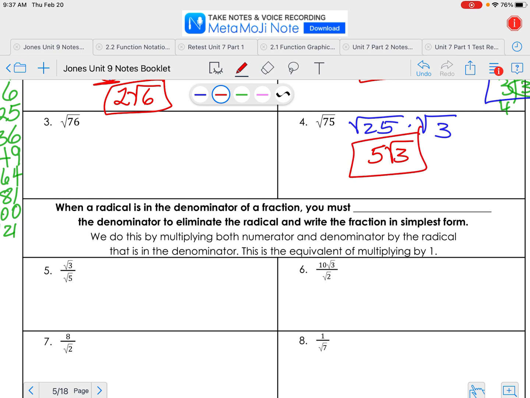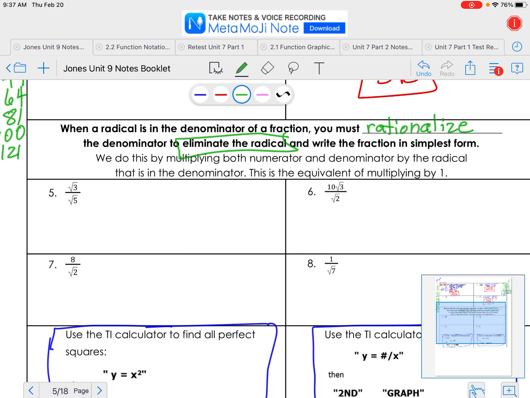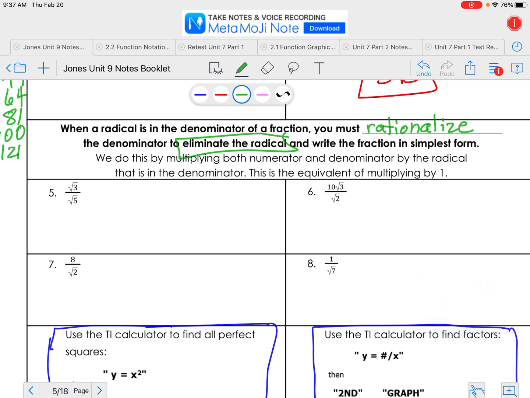Now, when the radical's in the denominator, you have to do what we call rationalizing. You have to rationalize the denominator. What that means is you want an integer in it. You want to eliminate the radical. No radical in the denominator. So, remember how you can multiply both the numerator and the denominator by the same thing and it be equivalent? Well, we're going to do this. We're going to multiply both the numerator and the denominator by the radical that's in the denominator.